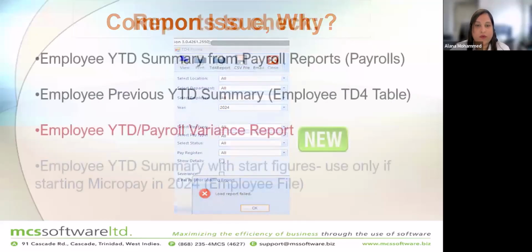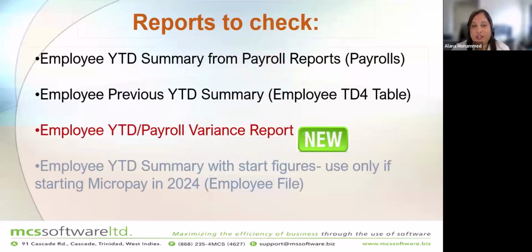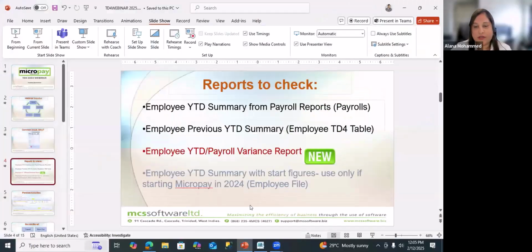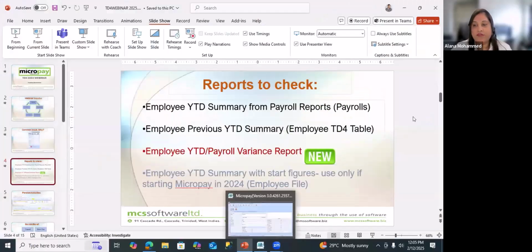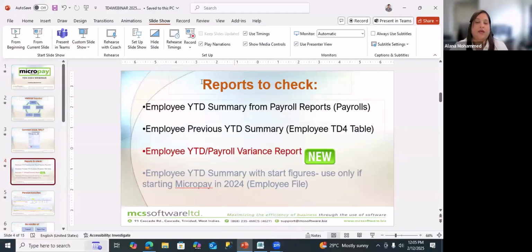Right, we're going to go now into the reports that you need to check for your TD4. So I'm going to switch to the application. All right, so the first report that I have noted here is the employee year-to-date summary from payroll reports. So this is where the system will generate that report based on all of the 2024 payroll runs that you would have processed for the year.